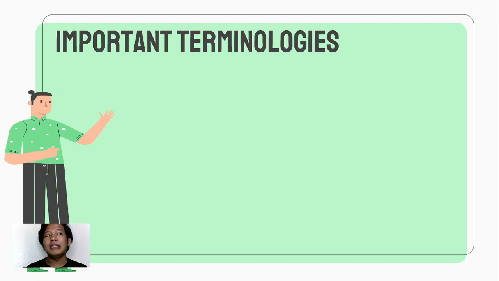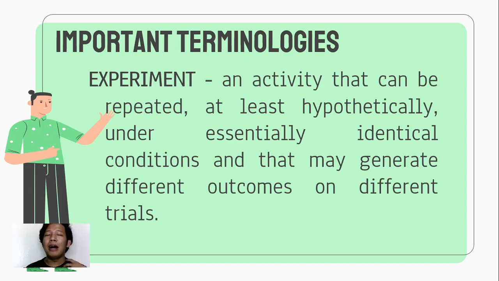There are actually terminologies that we need to understand para mas maintindihan natin yung probability. And these are as follows. Number 1, we have to know what is an experiment. An experiment is an activity that can be repeated, at least hypothetically, under essentially identical conditions, and that may generate different outcomes on different trials.